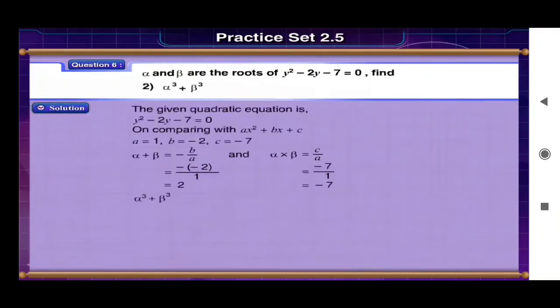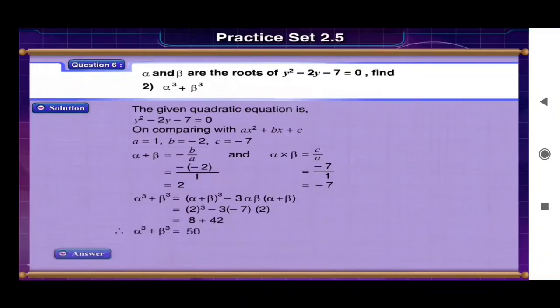2. Alpha cube plus beta cube is equal to (alpha plus beta) the whole cube minus 3 alpha beta into (alpha plus beta). So that is equal to 2 cube minus 3 into -7 into 2, which is equal to 8 plus 42, and therefore alpha cube plus beta cube is equal to 50.